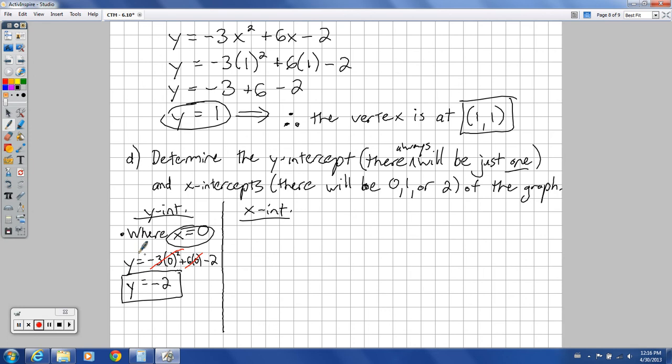This is the y-intercept right here: y equals negative 2. And for the x-intercept, where it crosses the x-axis is where y equals 0. So we say 0 equals negative 3x squared plus 6x minus 2. We're solving this. This is the general equation, but I plugged in 0 for y. You could try to factor it, but this one actually wouldn't factor. So when all else fails, we use the quadratic formula.